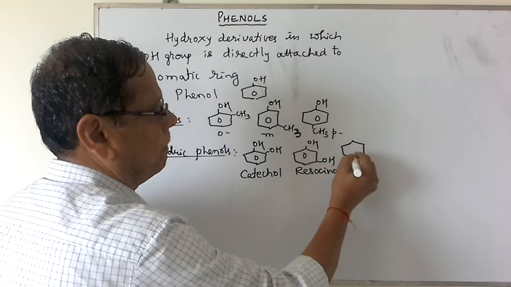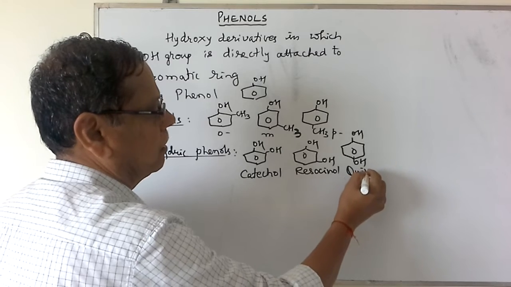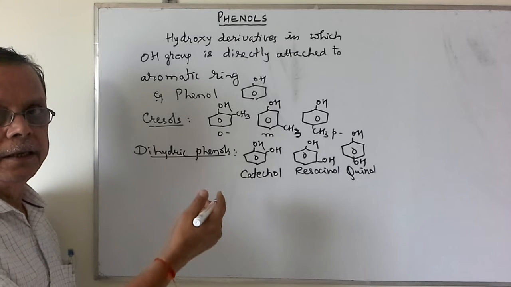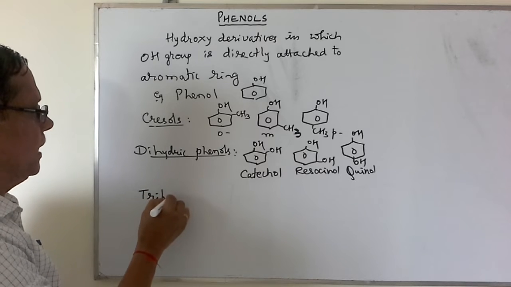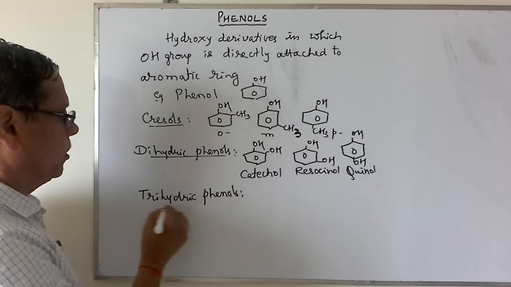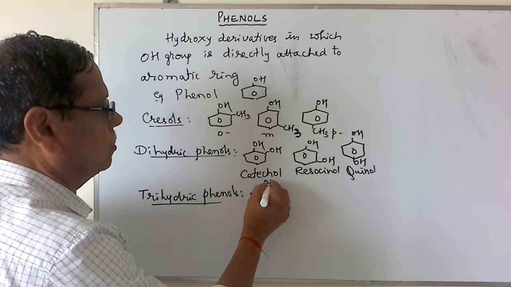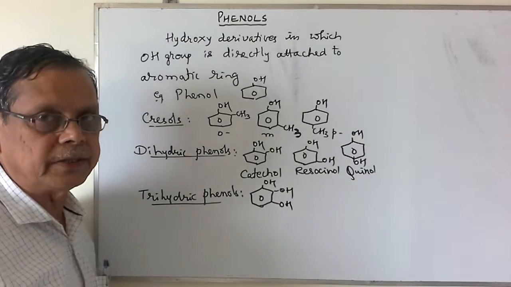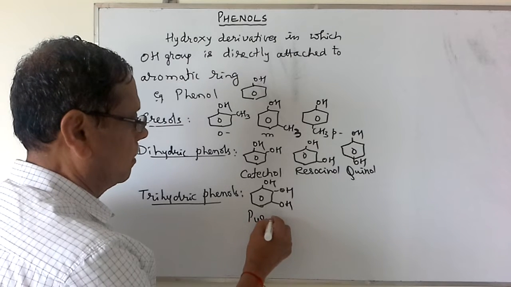Similarly, OH and OH in the para position, this is called quinol, or hydroquinone. We have some examples for the trihydric phenols also. Two important examples we have. One is having all the three OH groups in the 1, 2, 3 positions, 1,2,3-trihydroxybenzene. This is called pyrogallol.